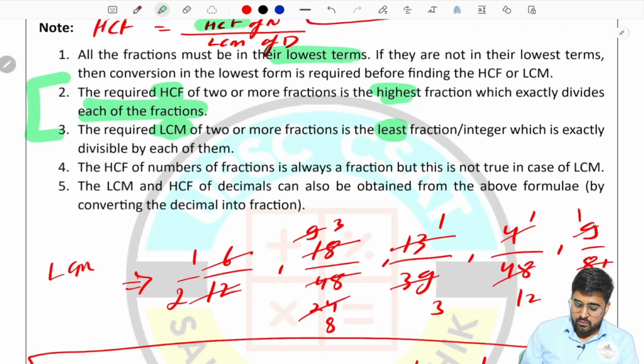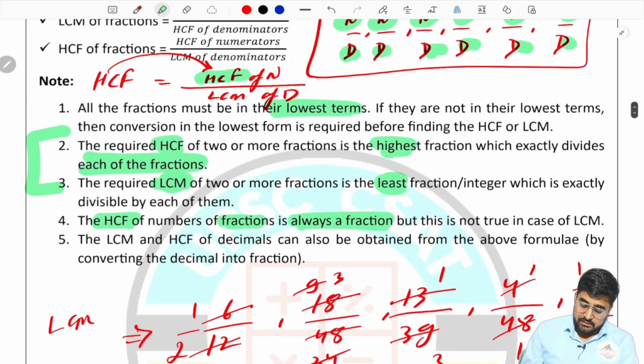Now in note 4, the HCF of fractions is always a fraction. In case of HCF, if you are finding the HCF of any fractions, then the answer will always come as a fraction only. Why? Let's try to find out.